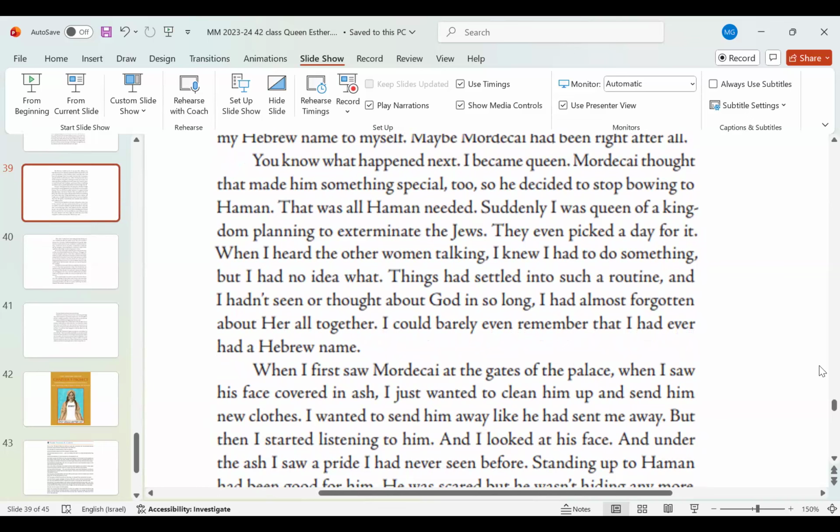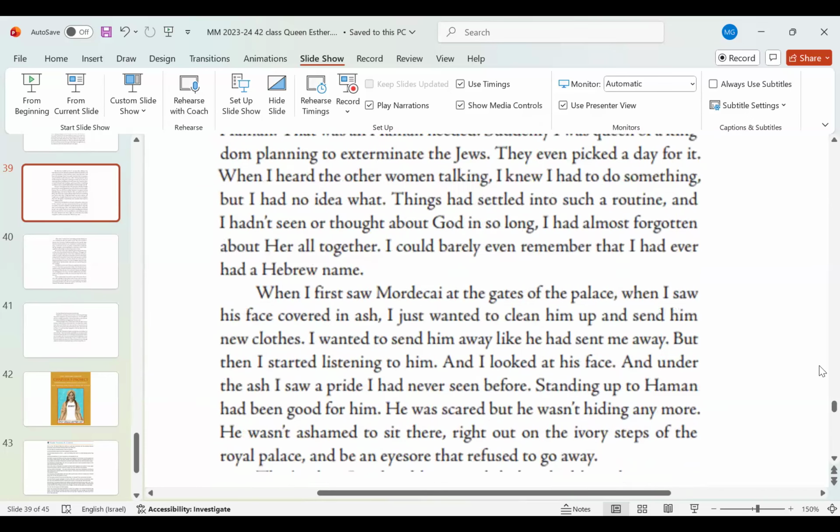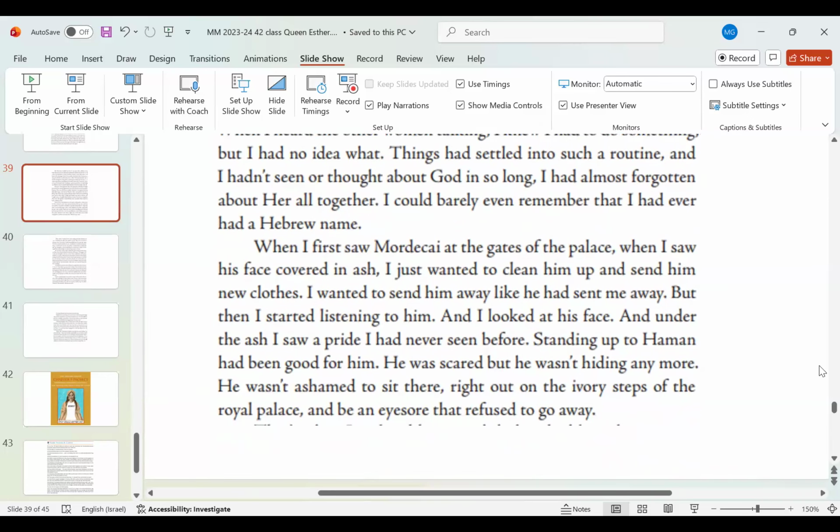When I heard the other women talking, I knew I had to do something, but I had no idea what. Things had settled into such a routine, and I hadn't seen or thought about God in so long, I had almost forgotten about her altogether. I could barely even remember that I had ever had a Hebrew name. When I first saw Mordecai at the gates of the palace, when I saw his face covered in ash, I just wanted to clean him up and send him new clothes. I wanted to send him away like he had sent me away.